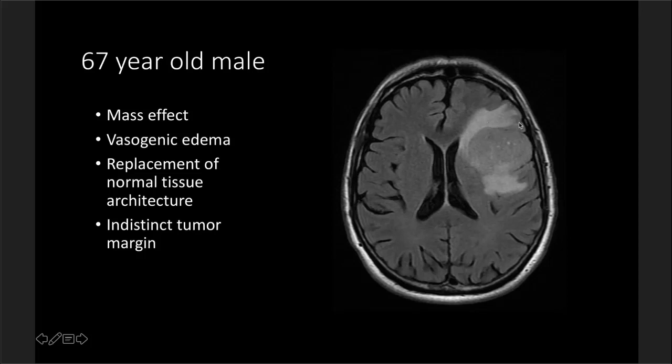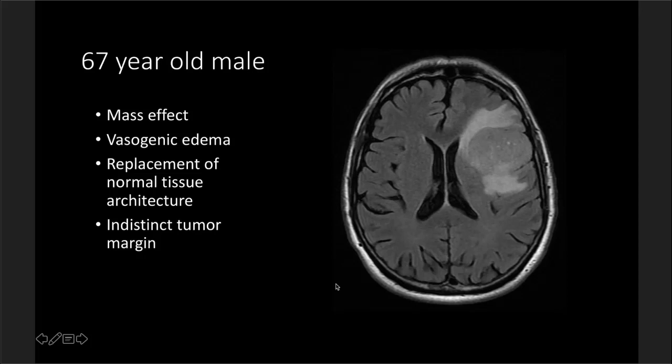So vasogenic edema. We have mass effect with effacement of the sulci and mild effacement of the frontal horn of the left lateral ventricle. And then here's the replacement of the normal tissue architecture. So we can't see the normal cortex underlying this tumor. We have some homogeneous intermediate signal within the tumor.